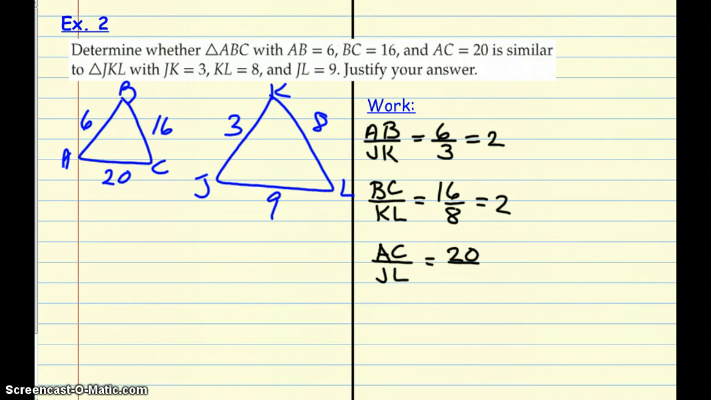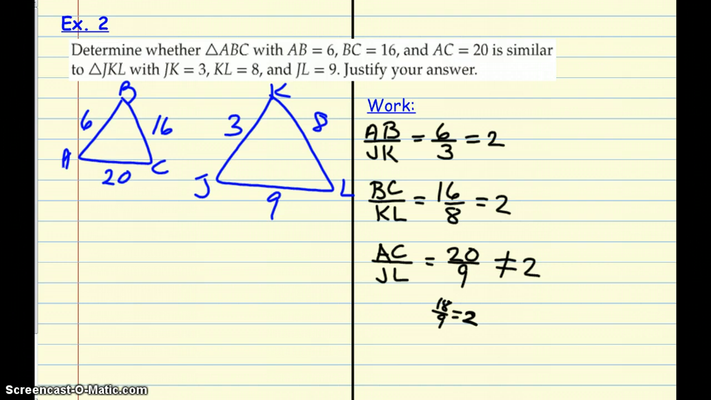AC is 20, JL is 9. Well, we know this does not equal 2. It's actually going to be a little bit more than 2, 2.22, I believe. But I know that 18 divided by 9 is 2. And because 20 is bigger than 18, I know that this is not going to equal 2.